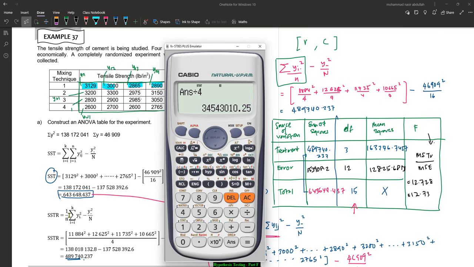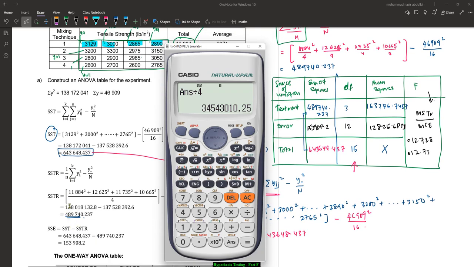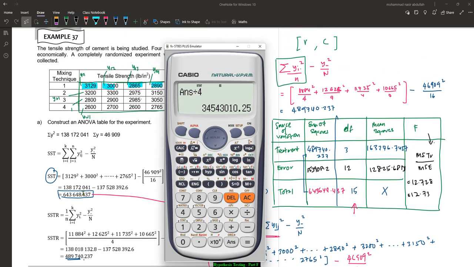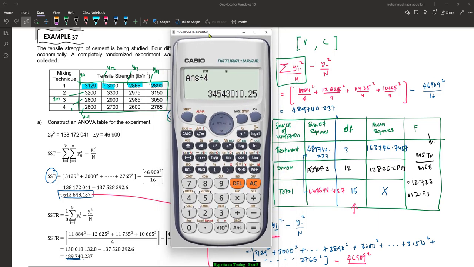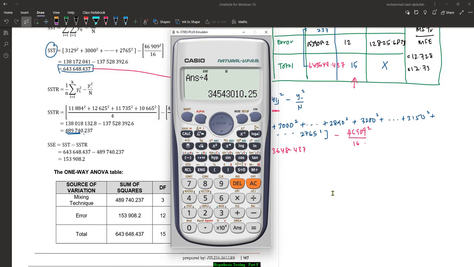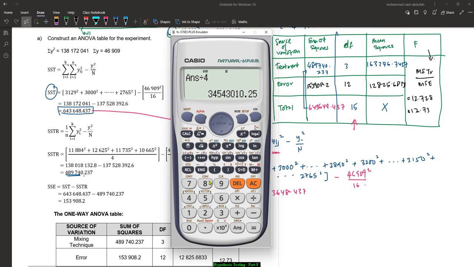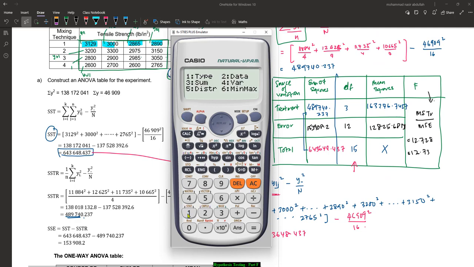Mana tadi? Sepatutnya dapat ni kan? Kejap I check balik. Kenapa kita tak dapat? Dia dapat 138, right? So sepatutnya, ataupun I ada salah key in lah. So this one. Oh yeah, correct lah. Benda yang sama kan? Right, correct. This is the first part.